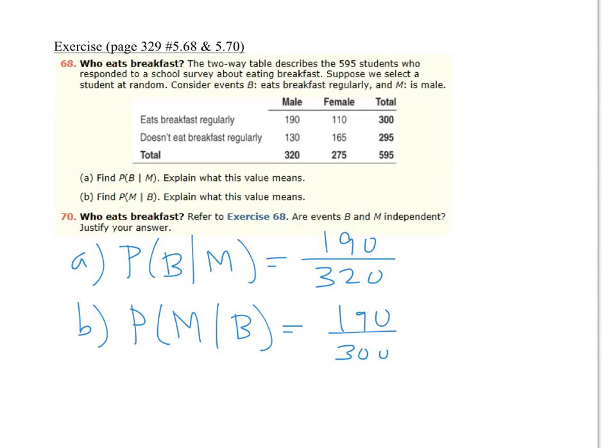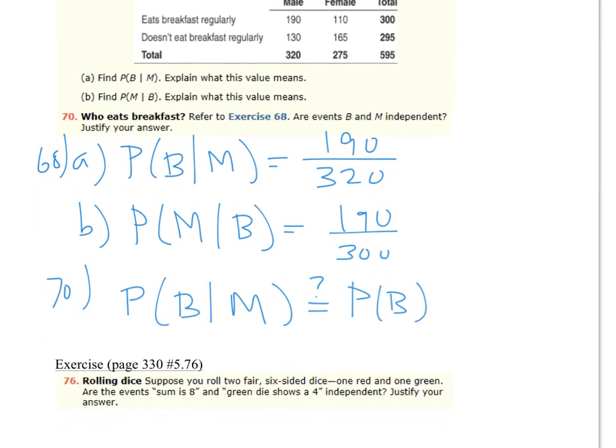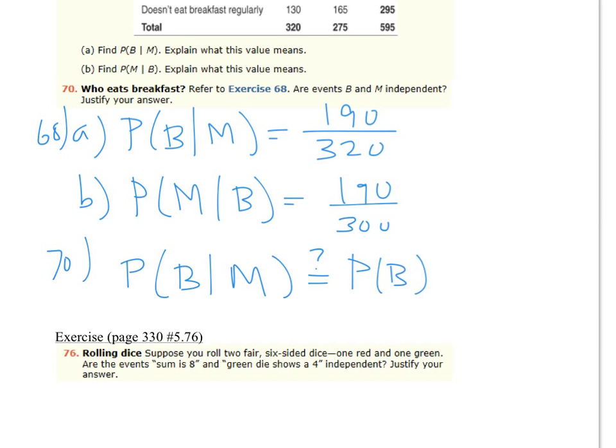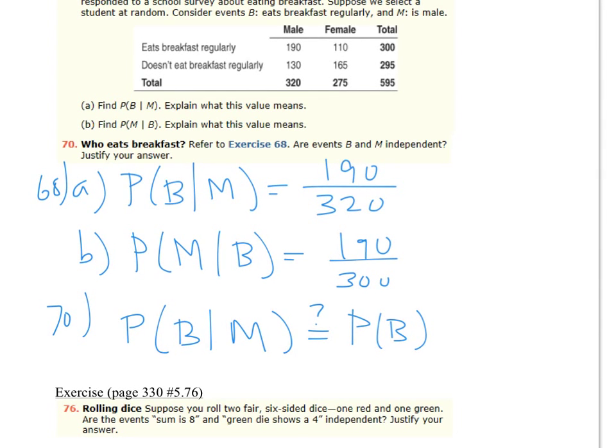In question 70, we are now asked whether or not events B and M are independent. So in that test for independence, I'm going to want to figure out if the probability of B given M is the same as the probability of B, meaning given that the gender is male, it has no impact on the probability of eating breakfast or not. So we have to work out these calculations on the left and right side of the equal sign. Breakfast given male was 190 out of 320. The probability of being a breakfast eater is 300 out of 595.